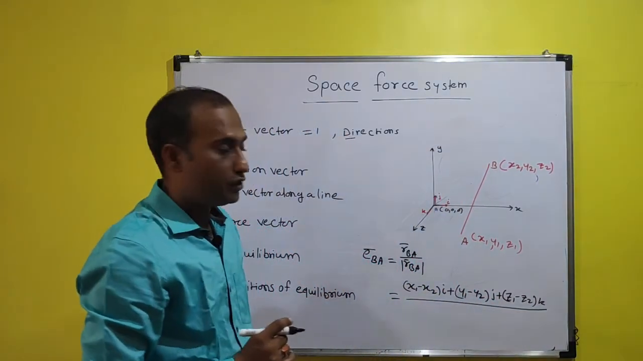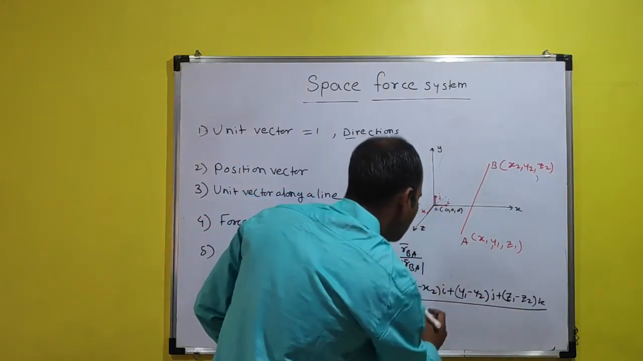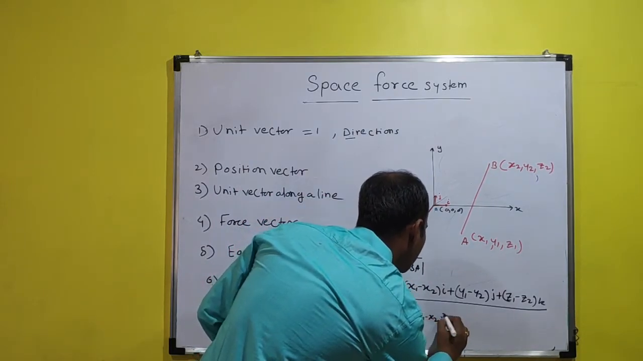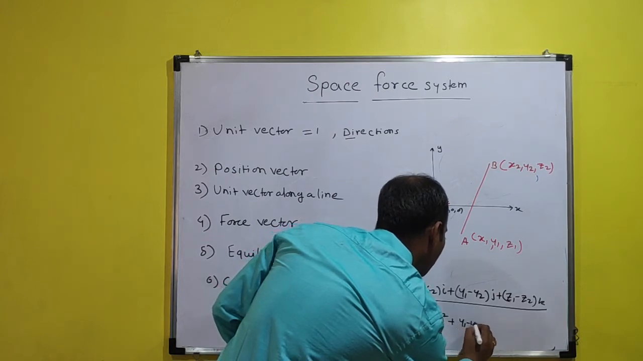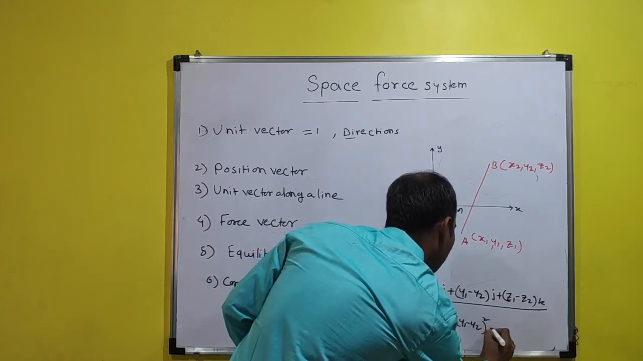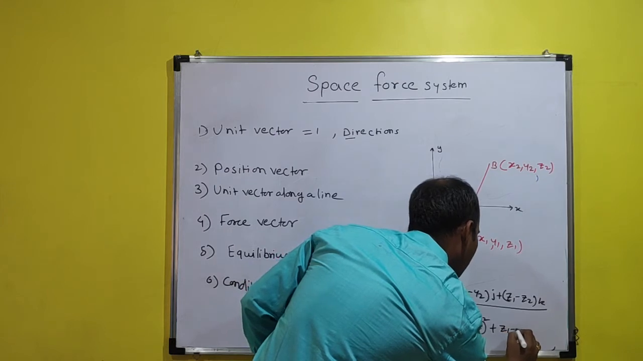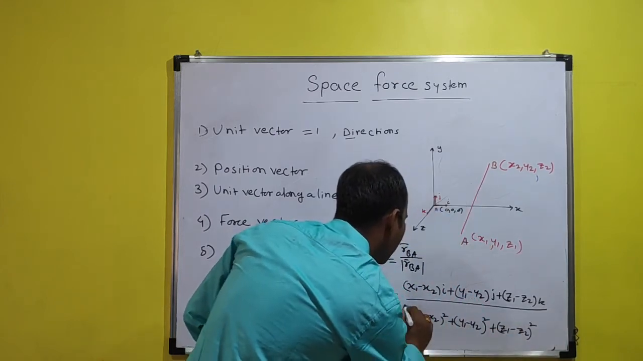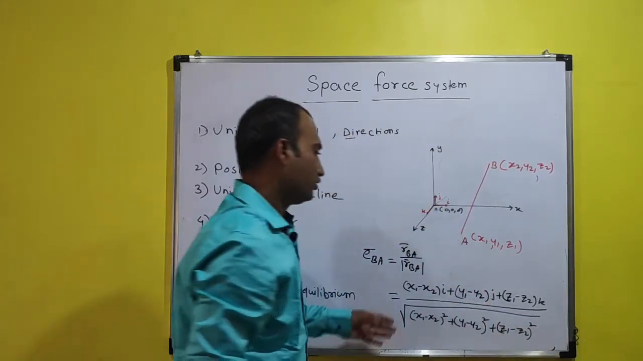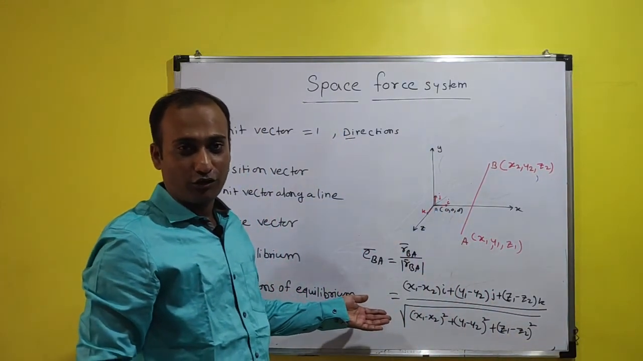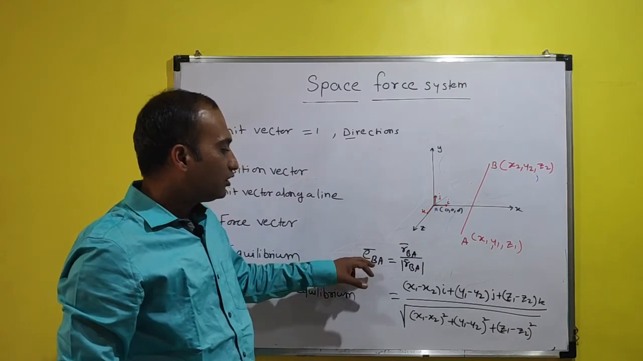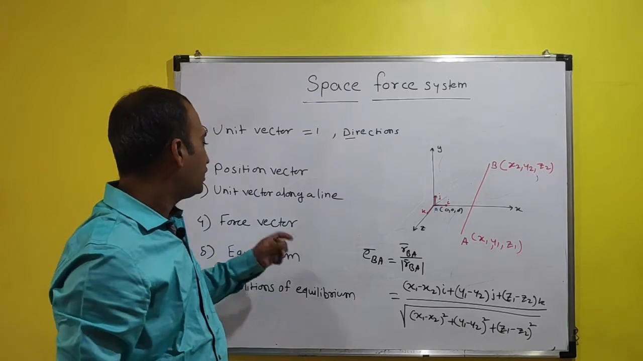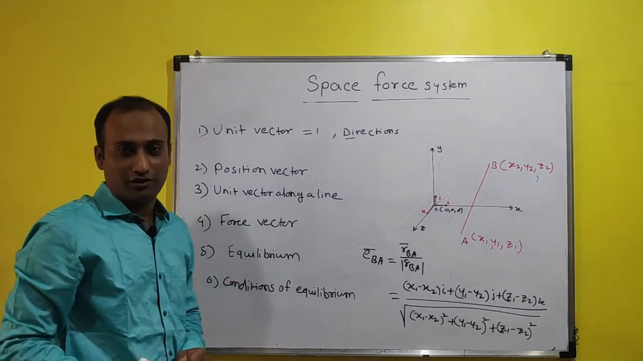Okay, so divided by the magnitude of this, it will be the same: x1 minus x2 square plus y1 minus y2 square plus z1 minus z2 square, and by taking the square root of this. So check whether you are having the correct answer or not. If you have already done the unit vector of BA, this is how you are going to calculate the unit vector for a given line.